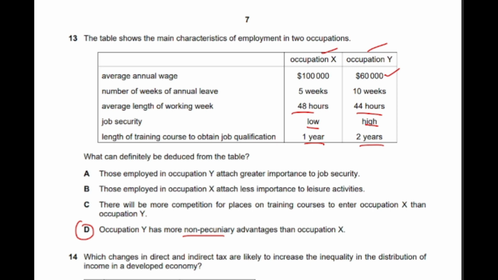So it provides more holidays, a non-pecuniary benefit provided more in Y, and working hours are less in Y. So this is again a benefit to the employees, and it provides more job security, and it provides more training to the workers. So these are the non-pecuniary benefits that workers will receive from occupation Y.